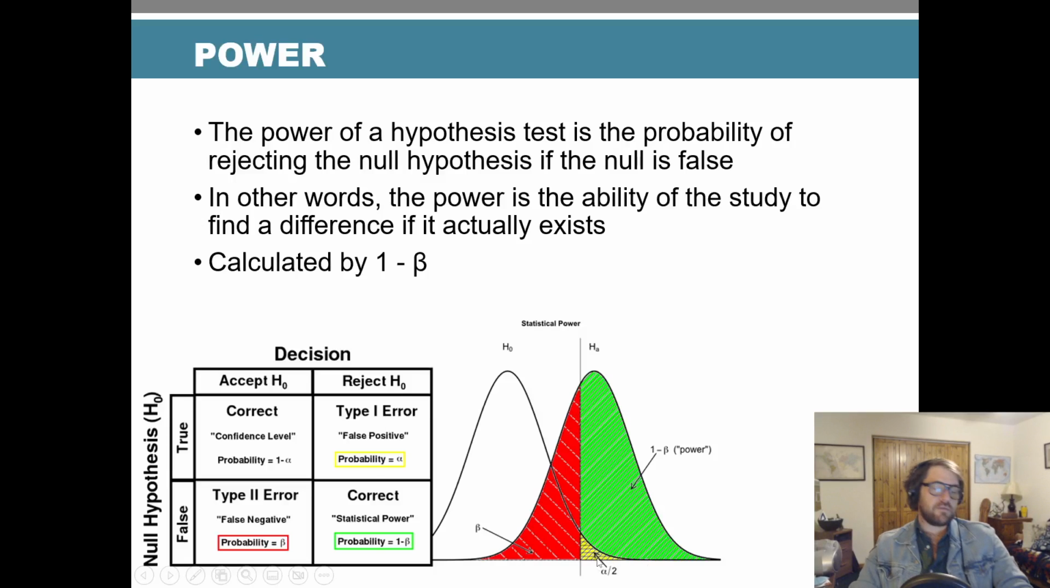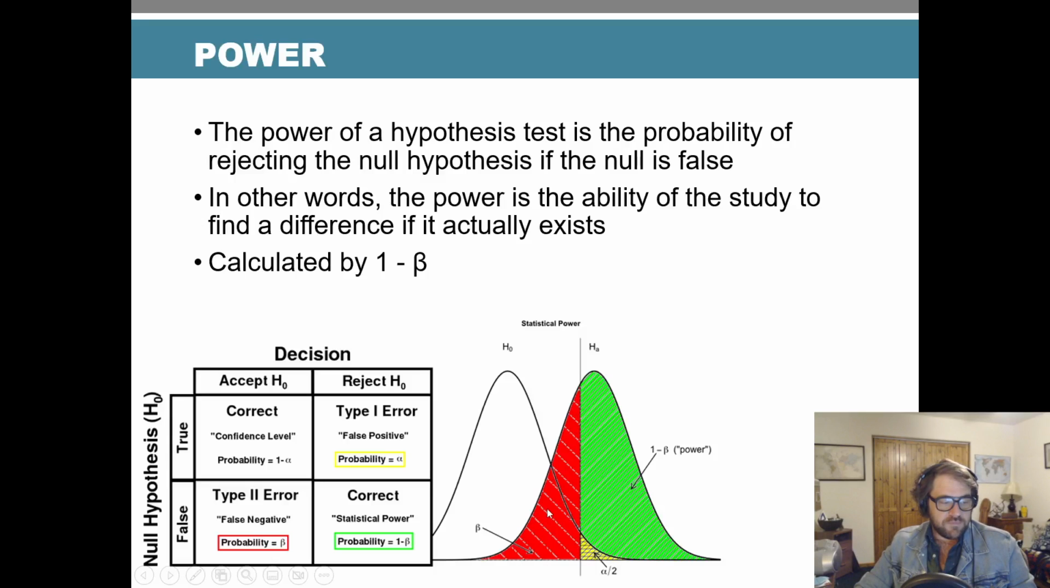This is alpha. In this case, it's alpha divided by 2. That's because it's a two-tailed test. But you can just think of it conceptually as here's alpha. And then we've got this distribution over here. And then within this one distribution, you've got one whole piece of one whole pie.